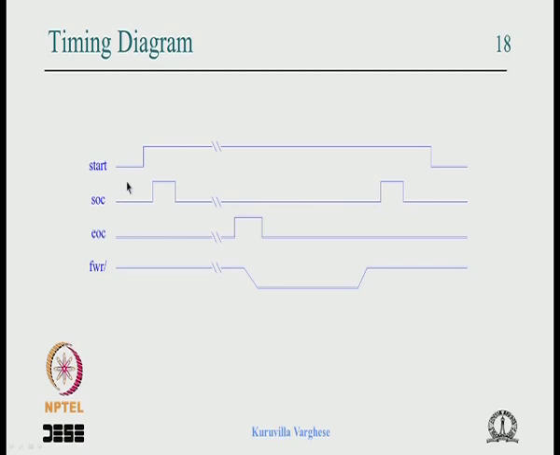So let us write the timing diagram. I have shown the timing diagram in the slide. Here at the beginning the start is low or inactive. So all the signals are inactive: SOC is 0, end of conversion is 0, and the FIFO write is high because it is an active low signal.